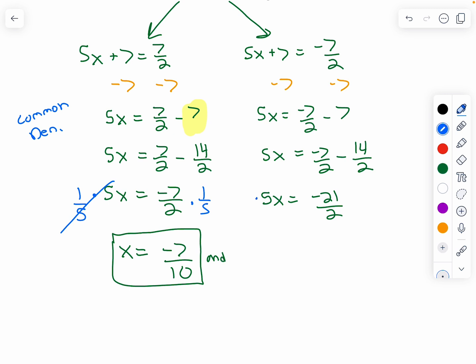That move will be the same move I make to finish the right algebra thought. I'll multiply both sides by 1/5. That gets rid of the 5. And I get x equals, let's see here, negative 21 on the top and 10 on the bottom.